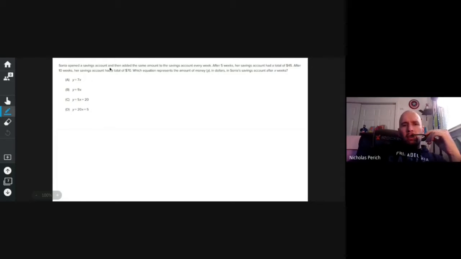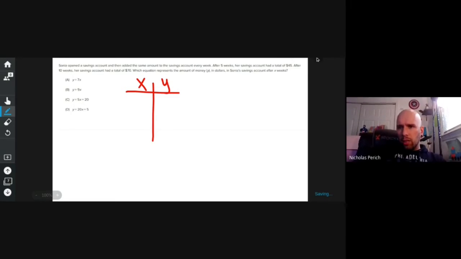Sonia opened a savings account and then added the same amount of savings every time in the week. After 5 weeks, her savings account had a total of $45. After 10 weeks, her savings account had a total of $70. Which equation represents the amount of money in dollars after x weeks? Let's make a chart. X is weeks. So after 5 weeks, she had a total of $45. After 10 weeks, she had a total of $70.